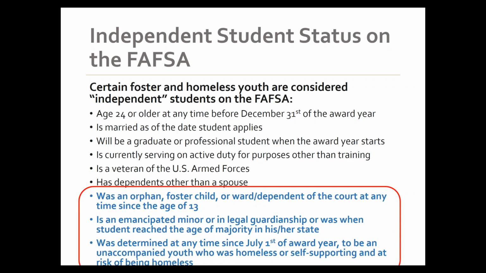Foster youth, someone who's defined as an orphan, foster child, or ward or dependent of the court, anytime since the age of 13. A youth who's an emancipated minor or in legal guardianship when he or she reached the age of majority, or an unaccompanied youth who was homeless or self-supporting and at risk of being homeless since July 1st of the award year. And we'll break this down in more detail later, but it's important to understand the whole picture here. We often categorize young people, and it's easy to slip into this, and think about serving them in terms of how we're funded to serve them.